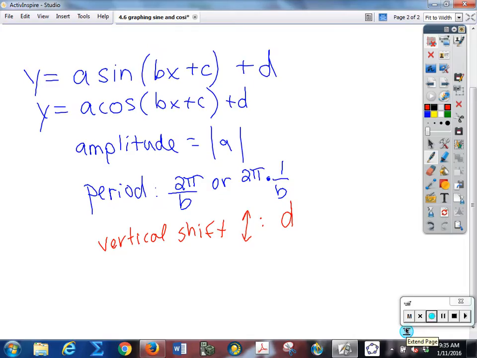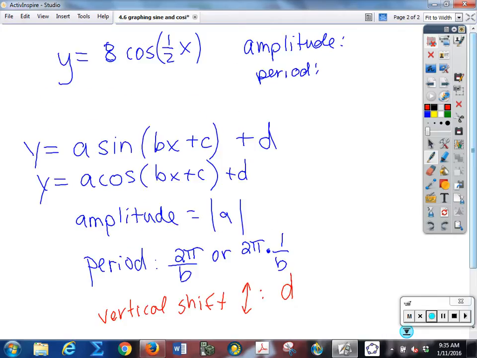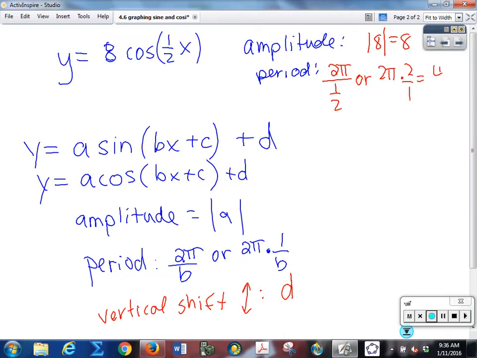Okay, so this one, what is the amplitude on this one up here? 8. Absolute value of 8, which is just 8. Period is 2 pi divided by 1/2, right? Or 2 pi times the reciprocal. Yep, 4 pi. So this one, the period would be 4 pi. So can you kind of imagine what it looks like? It's going half as fast. So by the time you get to the regular 2 pi, you've only graphed half of the cycle, half of a period. Okay.